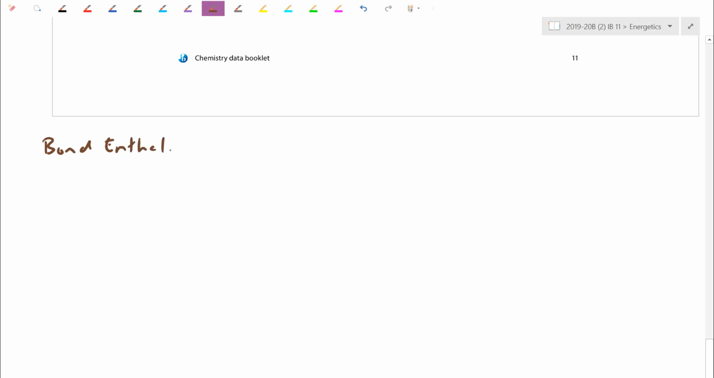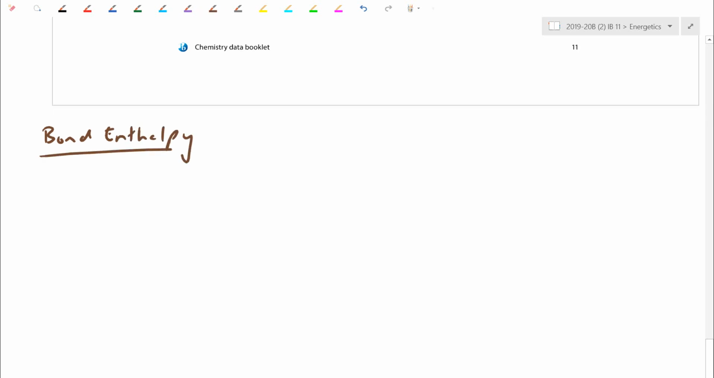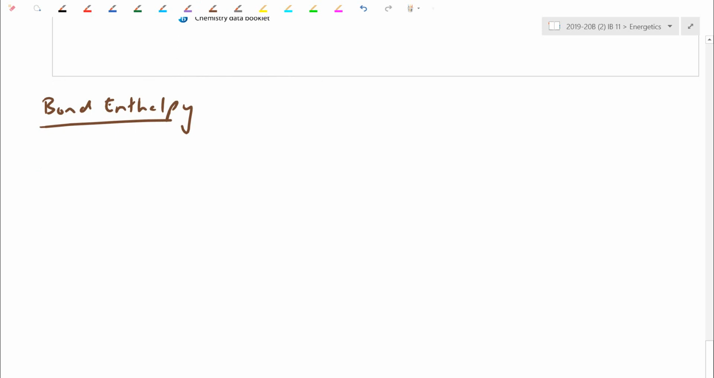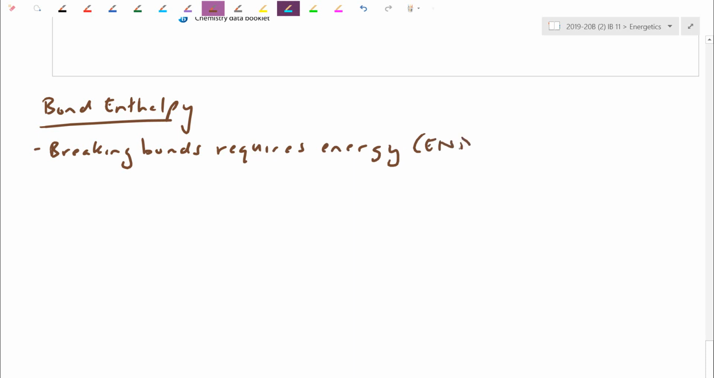So this is going to be method number 2, bond enthalpy. We're going to start off just with a general comment. Breaking bonds: anytime you want to rip two species apart, breaking bonds always requires energy. So I need to put in energy. You should be able to tell me that therefore means endothermic. It needs to be absorbing this energy.